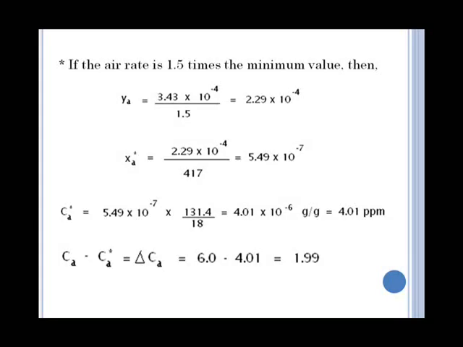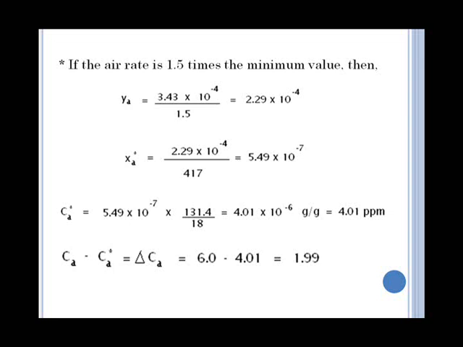In solving for requirement B, which is the number of transfer units if the air rate is 1.5 times the minimum value, we solve for a new value of YA. 3.43 times 10 to the negative 4 divided by 1.5, since the air rate is 1.5 times the minimum value. And then we will obtain 2.29 times 10 to the negative 4. For XA star, 2.29 times 10 to the negative 4 divided by 417. And now we obtain 5.49 times 10 to the negative 7.